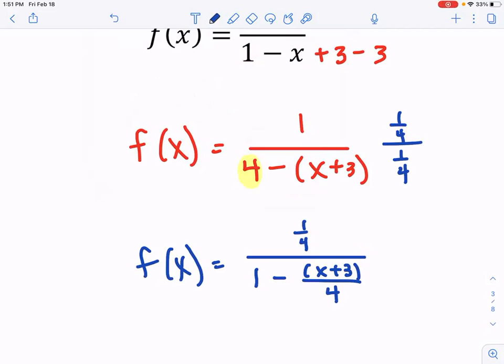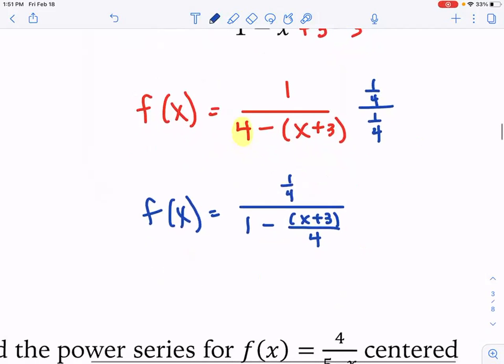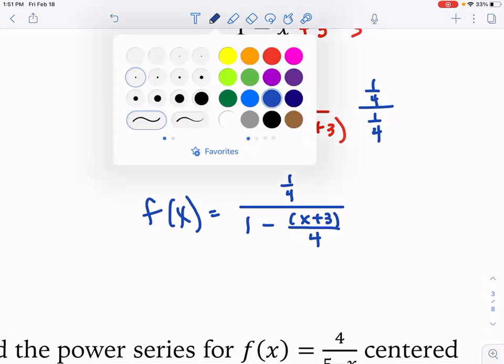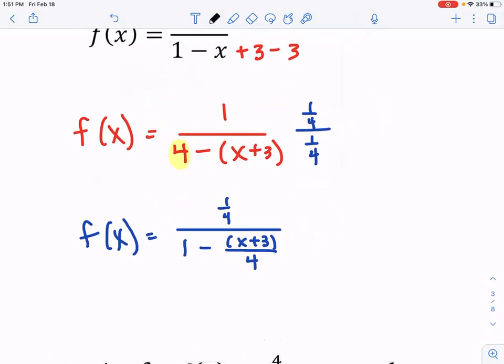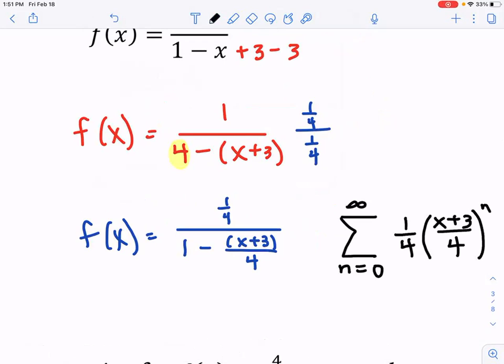We're used to not having fractions inside of a fraction, but this isn't actually what we're going for here. I want the power series, okay? So we're gonna write this series from n equals 0 to infinity. What is our first term? 1/4. And then we have our R value, x plus 3/4 to the n.